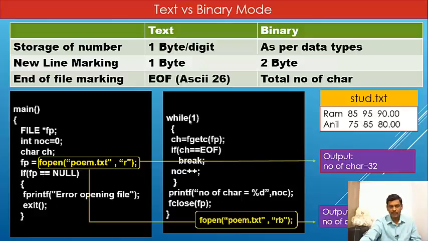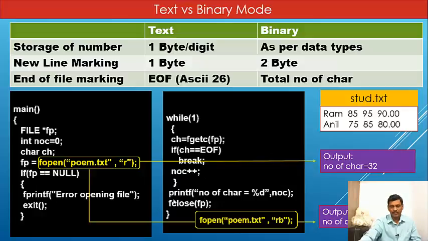Successfully opened, the condition is false. It starts the loop: while of 1, ch equal to fgetc. We can also put getc, both are the same. fgetc of fp reads one character, that is R. It gets R, then assigns it to ch. R equal to EOF? The condition is false. So NOC is executed. The default value of NOC is 0, it increments by 1. Now the value of NOC is 1. The loop continues. It gets another character A, the condition is false, it increments to 2, and so on. So it counts all characters: RAM, blank space, 85, blank space. It reads each character and counts it.